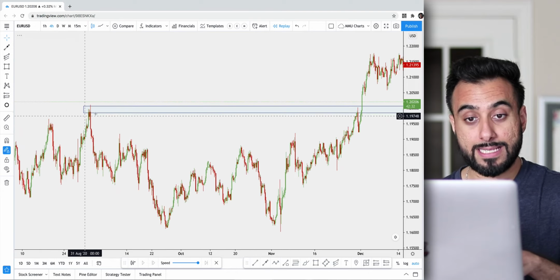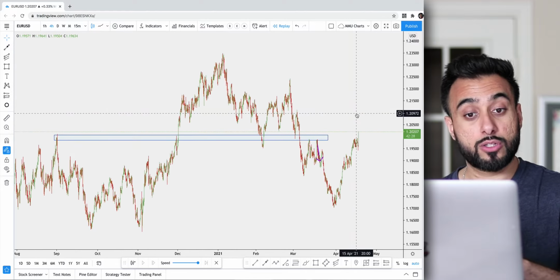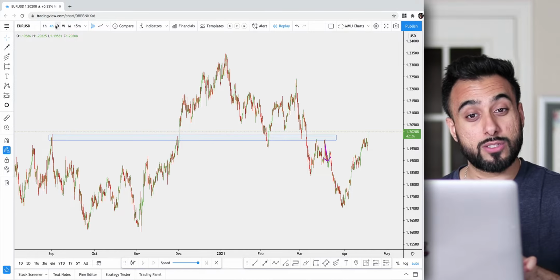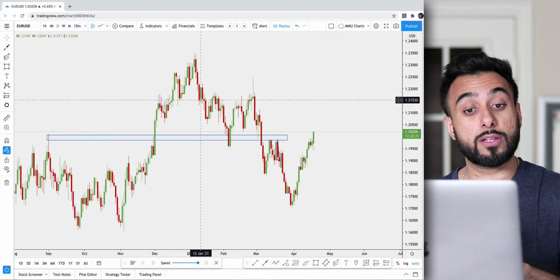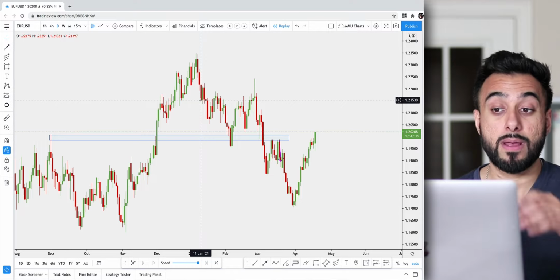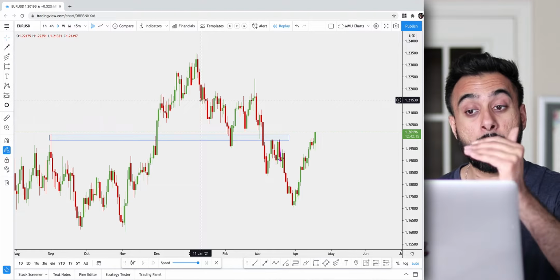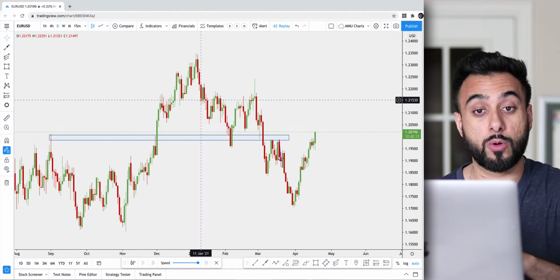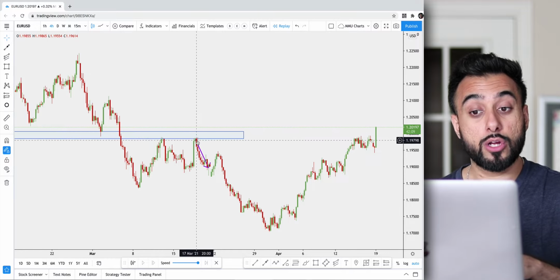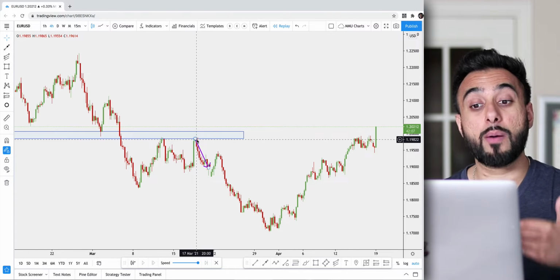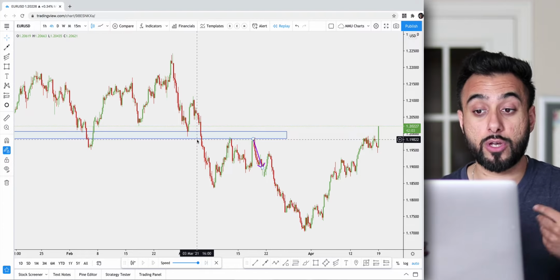Right here, this area in the past and this area in the past as well. So that zone not only is a zone in the 4-hour time frame, but that zone is also a valid zone in the daily time frame. This is what I was talking about when I said look for an area where multiple different time frames give you a confluence. So this is why this trade here to go short would be a high probability setup, simply because the two time frames are talking to each other in unison.